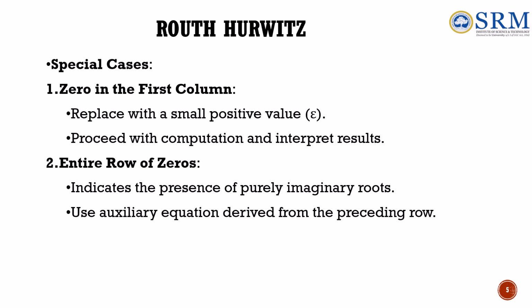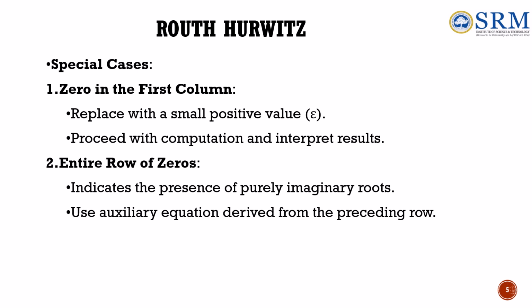Routh-Hurwitz: sometimes while building the Routh array, we face special situations. One of the situations is a 0 in the first column. If 0 appears in the first column, we replace it with a very small positive number called epsilon and continue calculating. This helps us avoid division problems and still check stability.